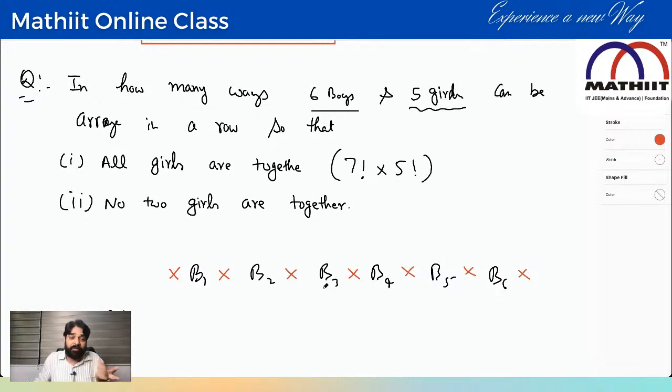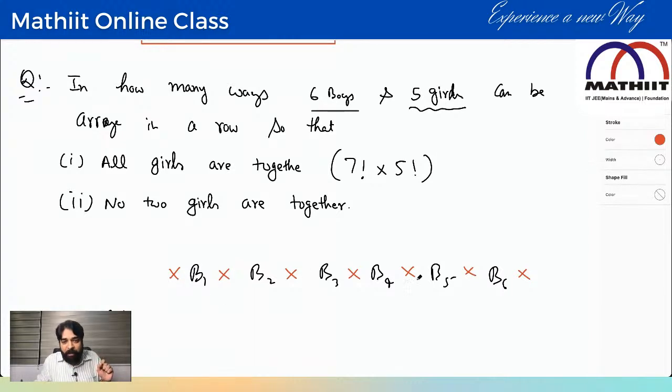Suppose you say, sir, 5 girls are there. Suppose here I put, here I put, here I put, here I put, here I put, but here I didn't put. So boys can come together. If in these two places girls are not there, these two boys are together. I didn't put the condition for the boys. Girls' places are only these places.